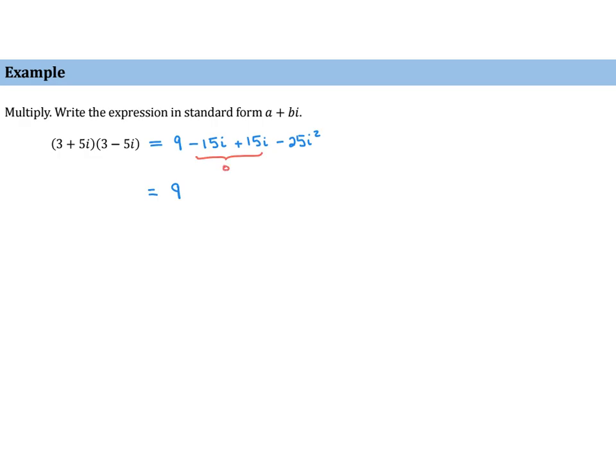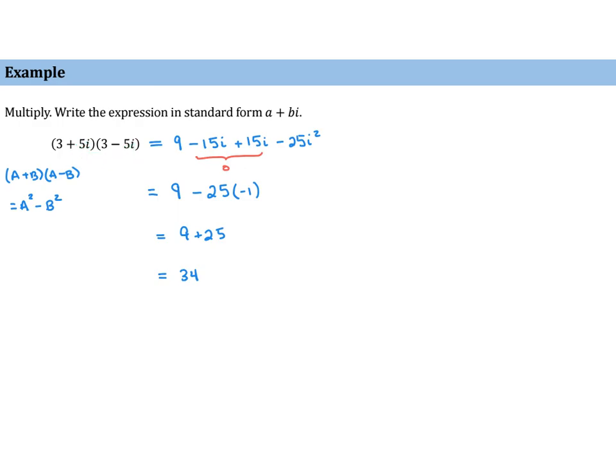So we have 9 minus 25i squared, but i squared is negative 1. So that's 9 plus 25 equals 34. The thing to note here is that whenever I take 3 plus 5i times 3 minus 5i, that's a lot like a plus b times a minus b, which we remember from algebra yields the difference of squares. But in this case, we have a sum of squares, and that's because we have the i's present.